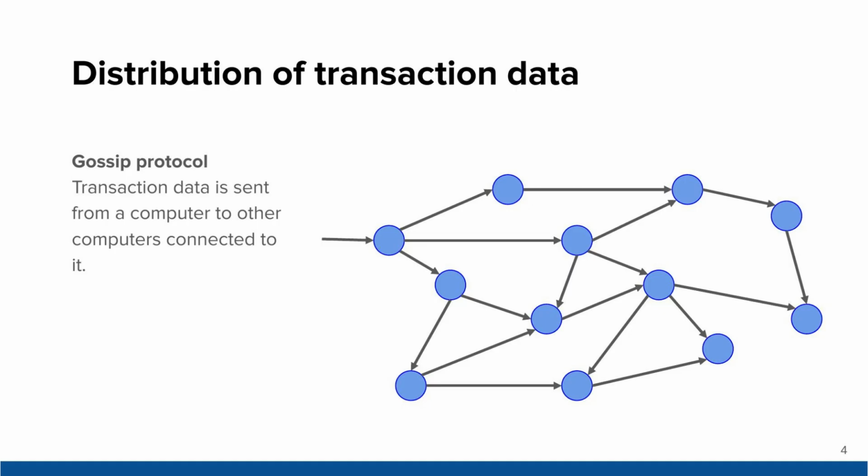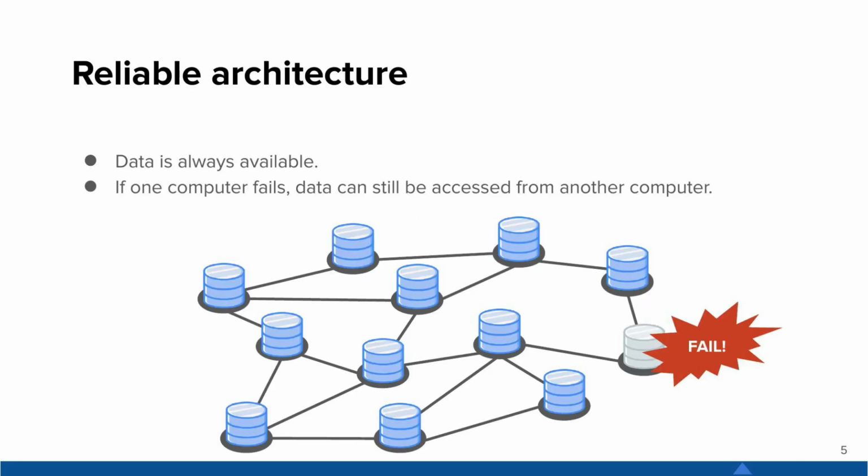This might sound informal, but it's actually a very efficient and reliable way to distribute data across a large network without needing a central coordinator. Here's a huge benefit of this distributed approach: reliability. In a centralized system, if the main server goes down, everyone loses access to the data. It's a single point of failure.